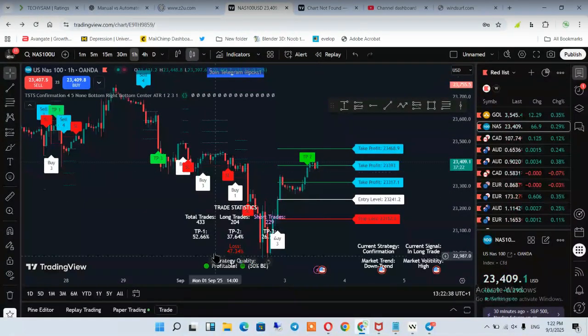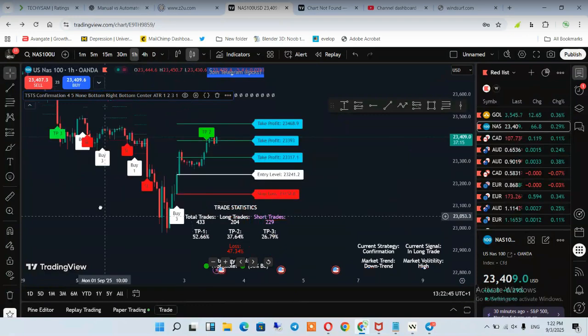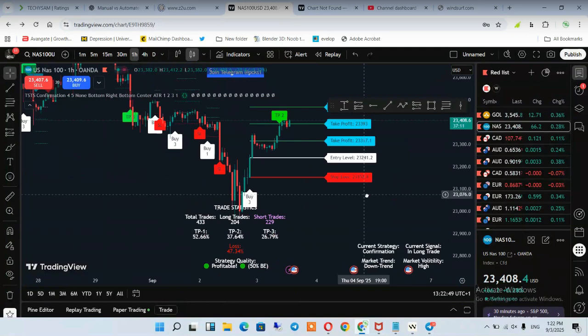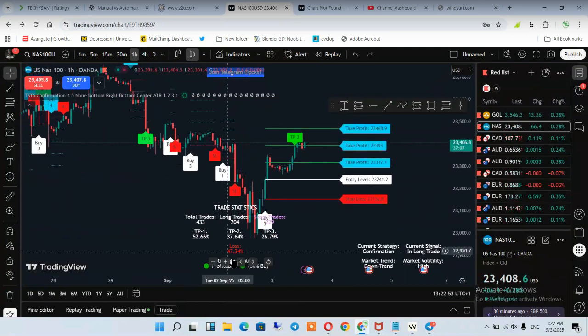And of course, we are also profitable with 433 trades analyzed, 52% of them overall in profits, 37% TP2, and 26% at TP3. So which means if we have been trading NASDAQ for the past 5,000 bars, we are definitely going to be profitable using the system so far. You can see we are 52% here. So this alone has covered for our losses, and these are our pure profits.